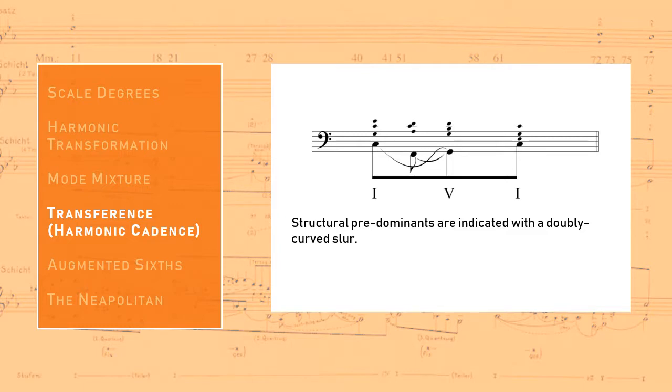We use the doubly curved slur when the predominant bass note is scale degree 2 or scale degree 4. And when the predominant bass note is scale degree 3, we instead use the normal notation for an arpeggiation.